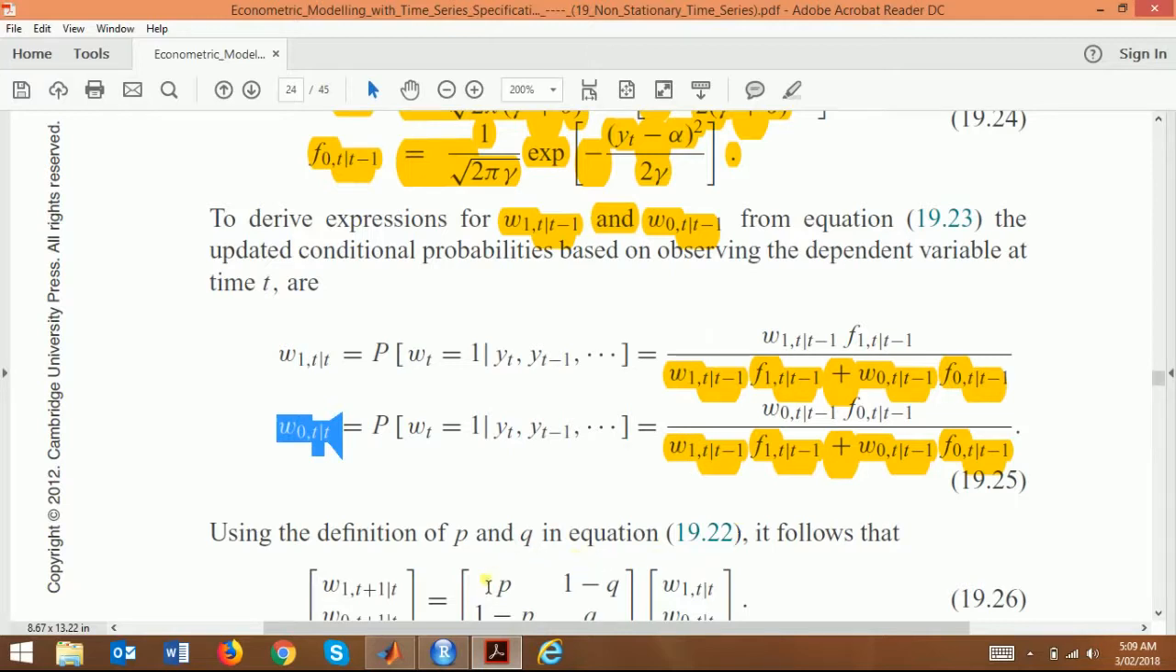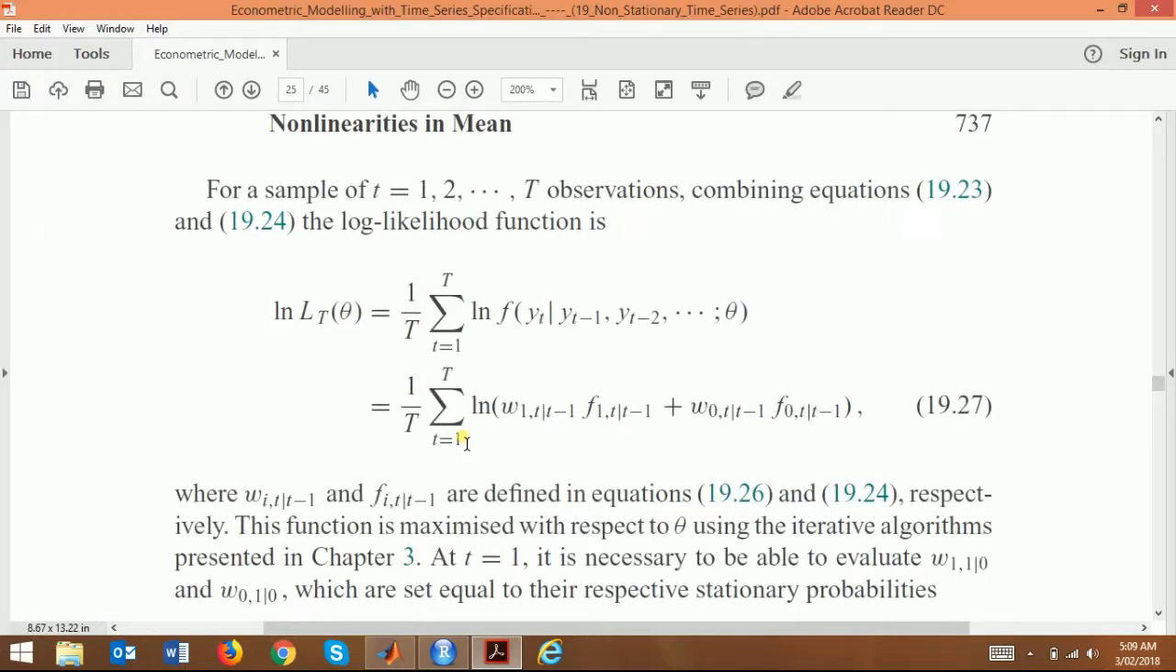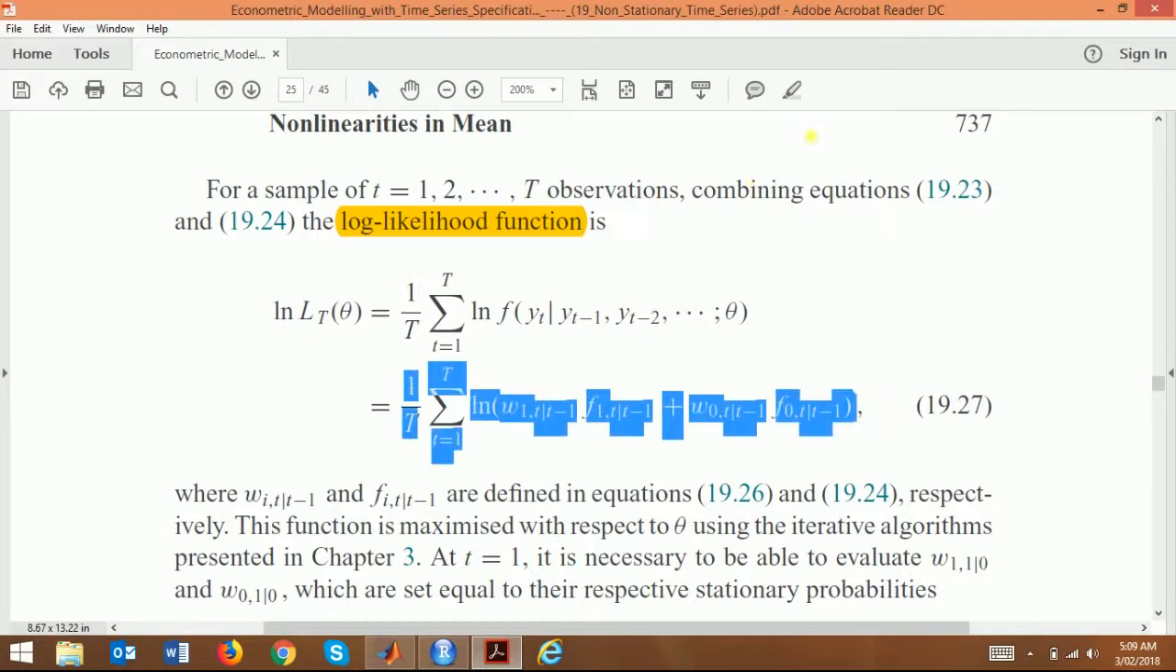That allows us to find omega 1 and omega naught, and then we put them together, right? That's the idea. So for a sample of t equals 1 to T observations, the log likelihood function is now in terms of omega 1 and omega naught. That's all. So basically we have multiple equations. We first have to determine a function with omega 1, then a function of omega naught, then we have the terms omega 1 and omega naught themselves, which gives us a fraction equation where the denominator is the same for both, whereas the numerator changes.